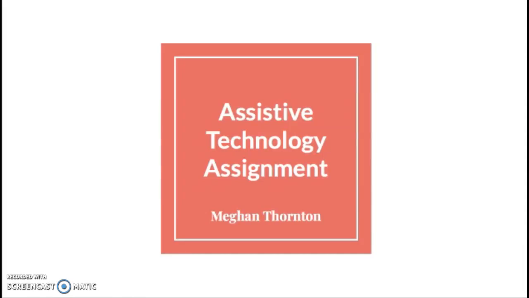Hello, my name is Megan Thornton, and today I'm going to talk about some assistive technology resources for individuals with autism. They are broken down into the areas of communication and language, academics and cognition, and transition and independent living skills. And then in each area, I have chosen two tools that are high tech and two tools that are low tech to discuss. All right.